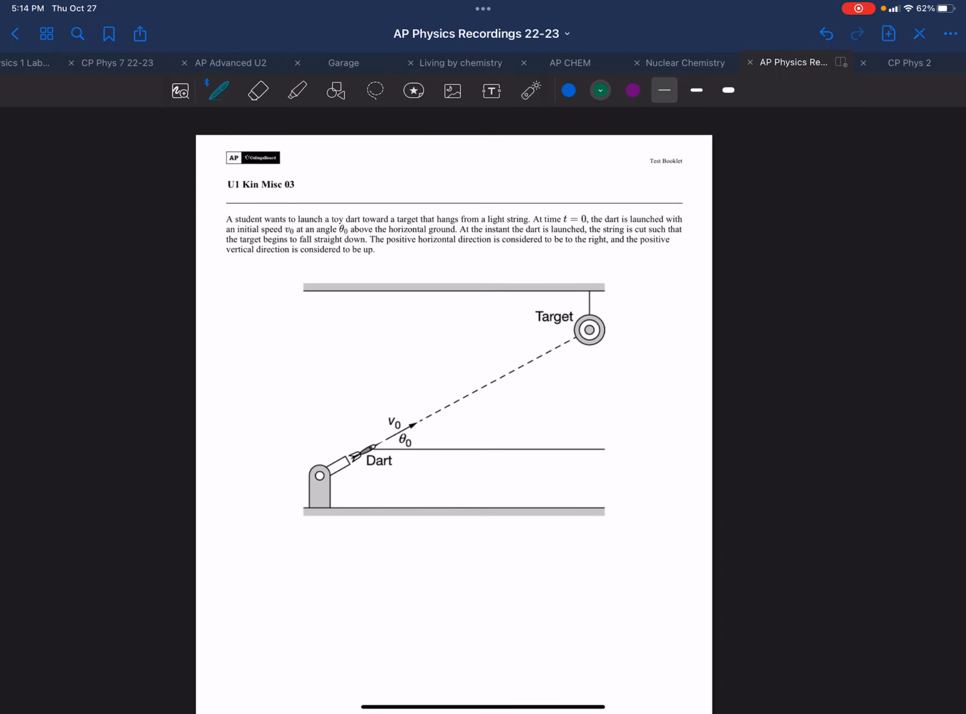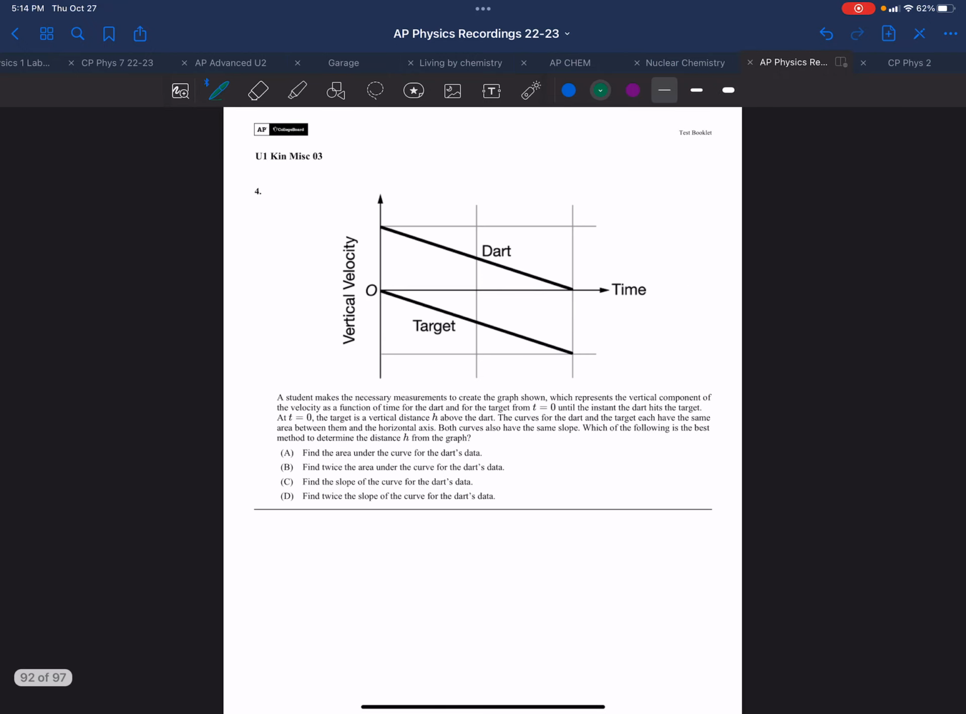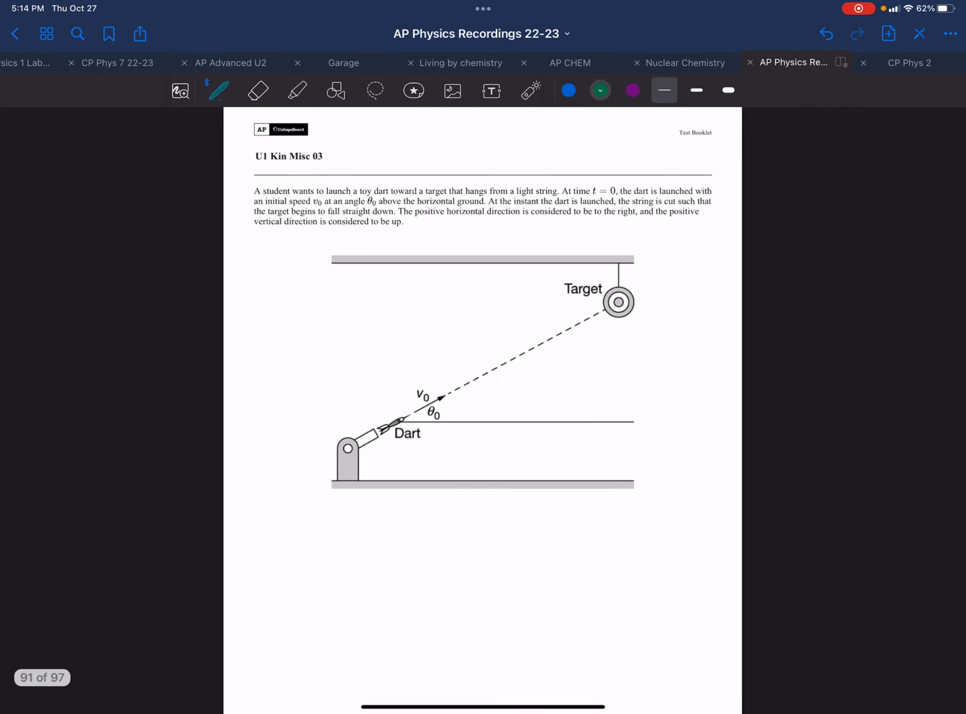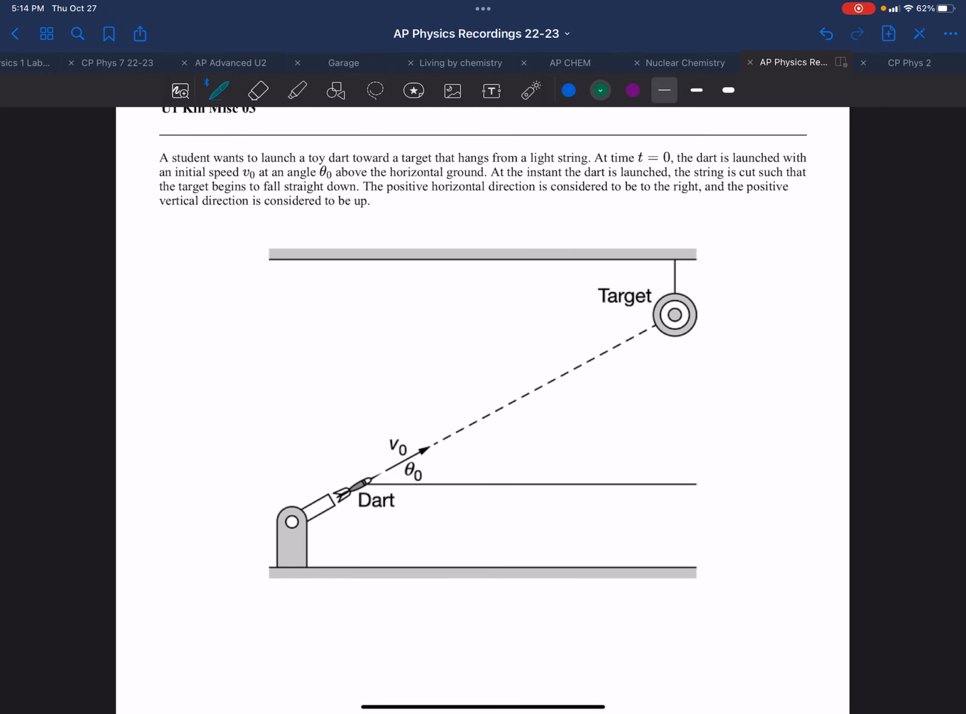Question 4. This looks like we are going to have a hit the monkey situation, which we understand what's going to happen. So the instant the dart is launched, the string is cut. So this is like the bullet being fired at the instant the monkey lets go. Positive horizontal this way and negative. And the positive vertical direction is up and negative in that direction, just like we would expect.